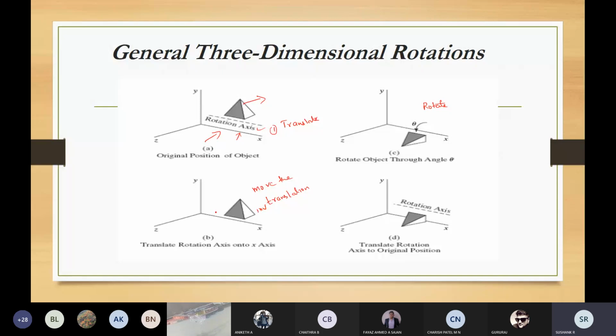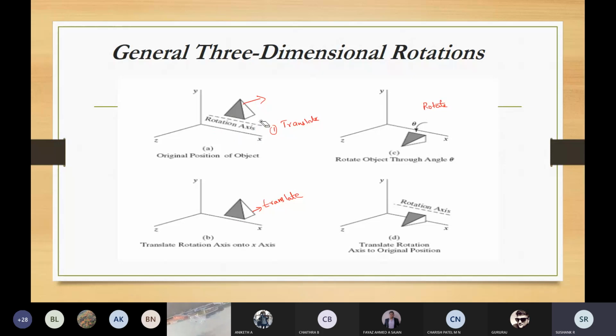So this is my first step. In the first step, what they are doing is performing the translation. They are bringing the rotational axis parallel to the coordinate axis. A, B, C, D.